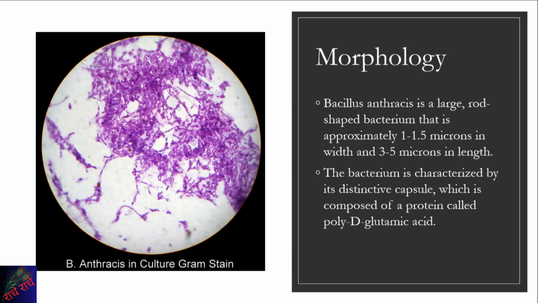Bacillus anthracis is a rod-shaped bacterium, measuring 1 to 1.5 microns wide and 3 to 5 microns in length. Characteristically, it has a unique capsule made up of a protein called poly-D-glutamic acid, which helps protect it from destruction by its host's immune system.